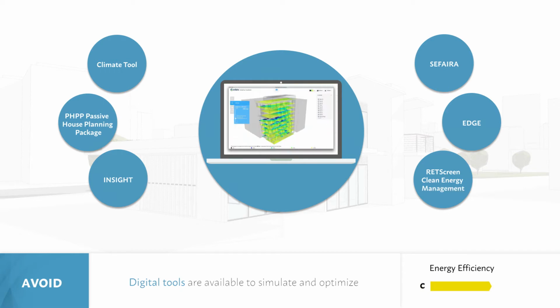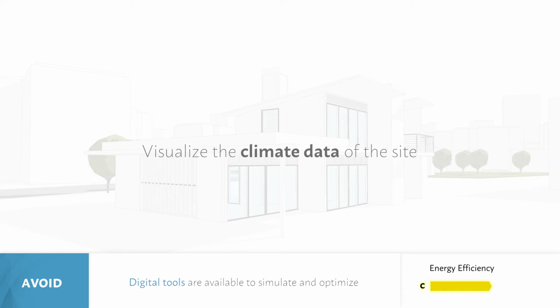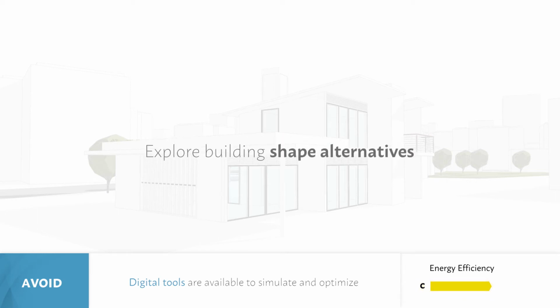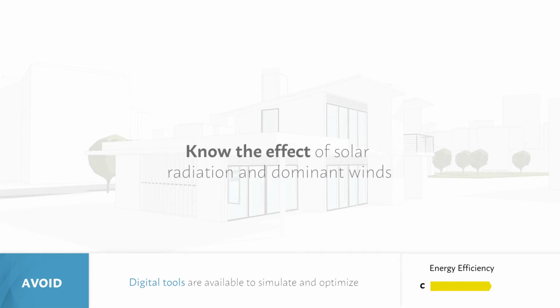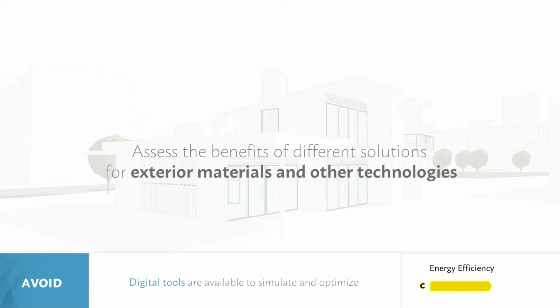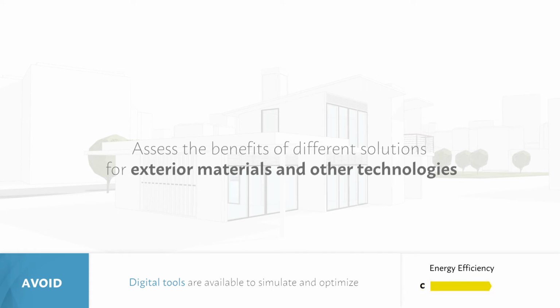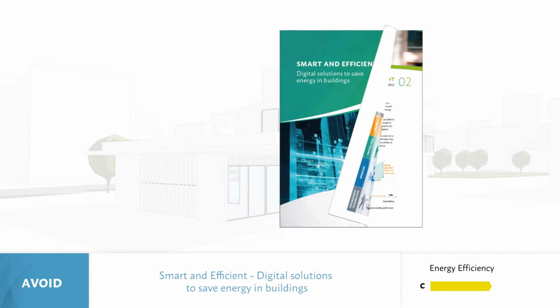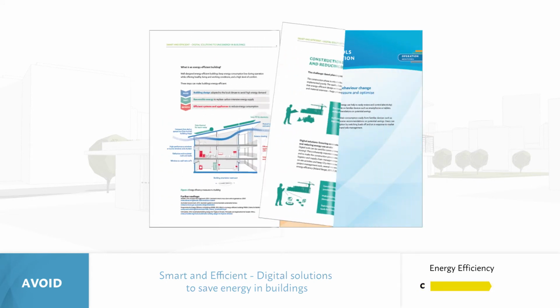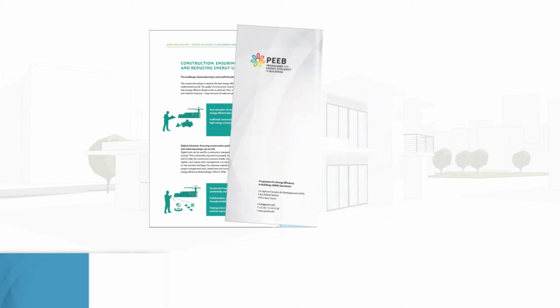These tools help us to visualize the climate data of the site, explore building shape alternatives, know the effect of solar radiation and dominant winds, identify the best location and size of openings and windows, assess the benefits of different solutions for exterior materials and other technologies. In the guide, Digital Solutions for Saving Energy in Buildings, you can find a list of tools that will be useful in the design stage.